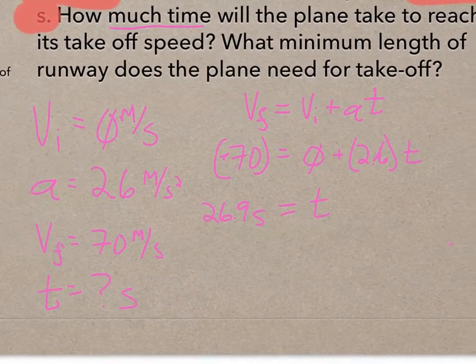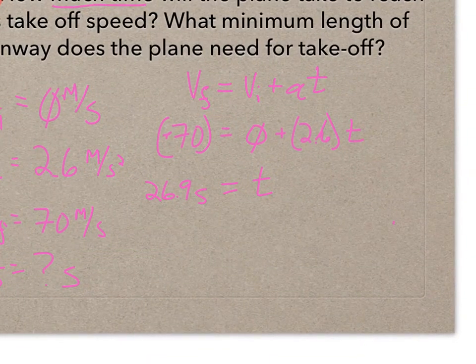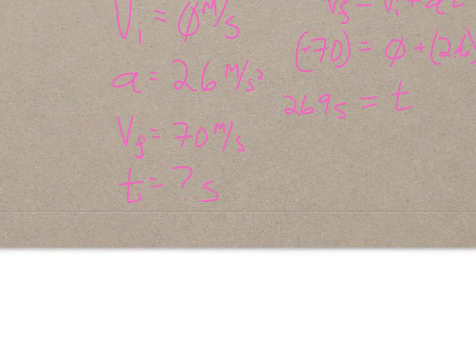What's the minimum length of runway the plane needs? So what displacement does it have from its initial position at rest to its final position? So now we're going to add to this list delta x, what we're trying to find. We found this value right there. Now we're going to find delta x right here, and that's not going to be seconds, but that's going to be meters. Okay, so we're going to find an equation now that has delta x and what we need.